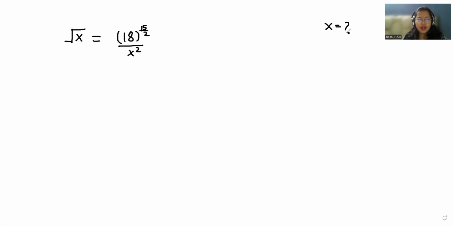My name is Rashi Goel and in this video we are going to solve: square root of x is equal to 18 power 15 by 2 by x square, and we have to find the value of x. So let's start with today's video solution. As we know that square root of a, we can write it as a power 1 by 2. So similarly we can write this as x power 1 by 2 is equal to 18 power 15 by 2 by x square. Now I am going to multiply with x square on both sides.